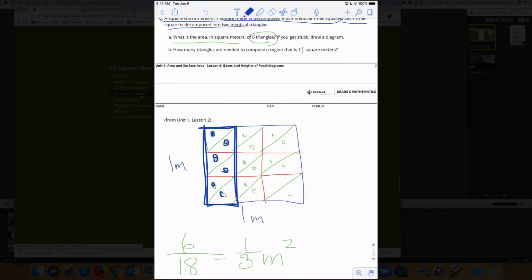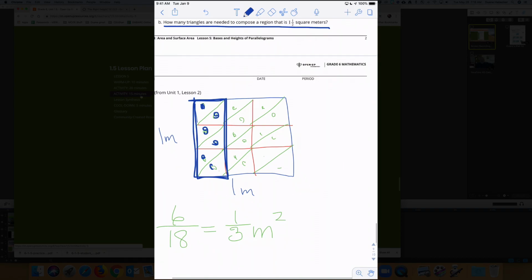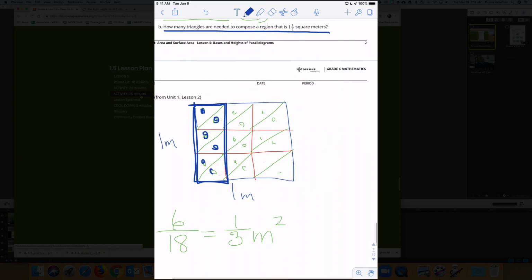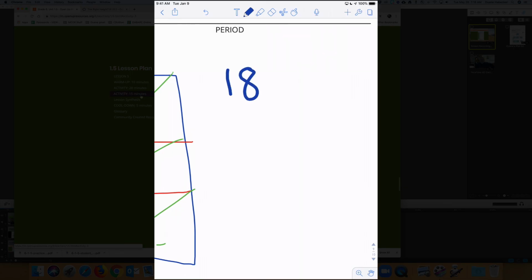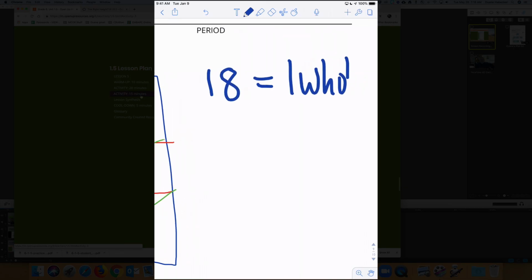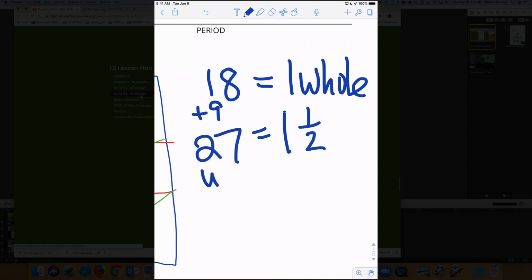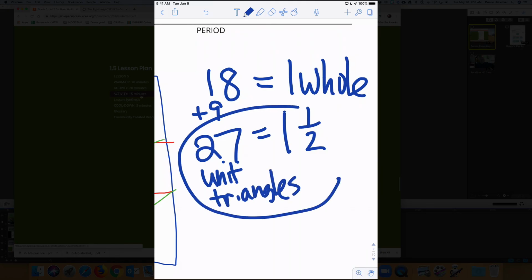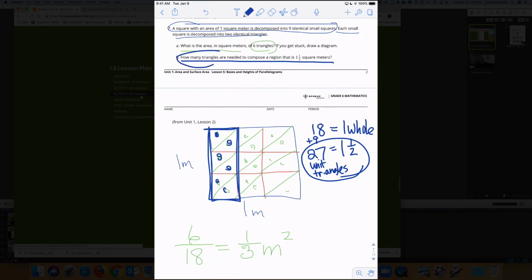It says, how many triangles are needed to compose a region that is 1.5 square meters? Well, we know that the entire thing is broken up into 18 pieces. So if 18 is 1 whole, then 1.5 is going to be 18 plus 9, which is 27 little unit triangles, right? So 1.5 is equal to 27 triangles. So how many triangles are needed to compose 1.5 square meters? The answer is 27.